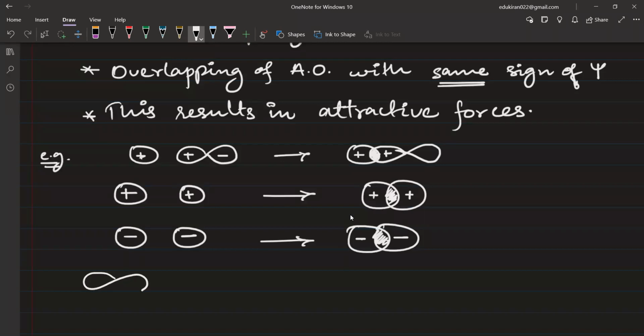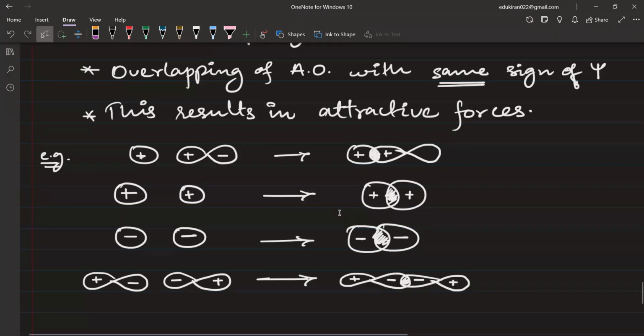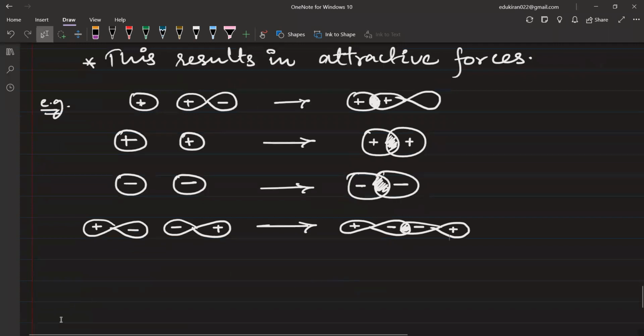Similarly, you can have something like this. Negative, negative, positive, and positive. So, they are interacting in this order. So when they come close together, this type of overlapping will take place: negative, negative, and here we have positive and positive, right? All of these are examples of positive overlap, which results in attractive forces. Done everyone? Yes or no? Please tell me.